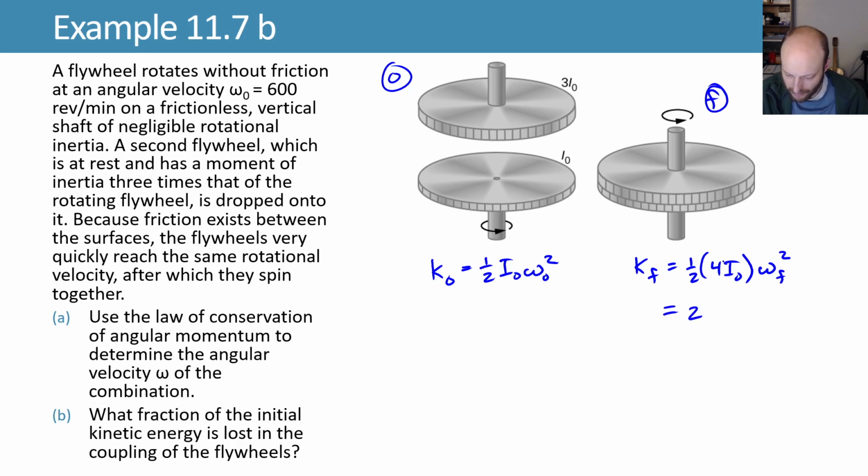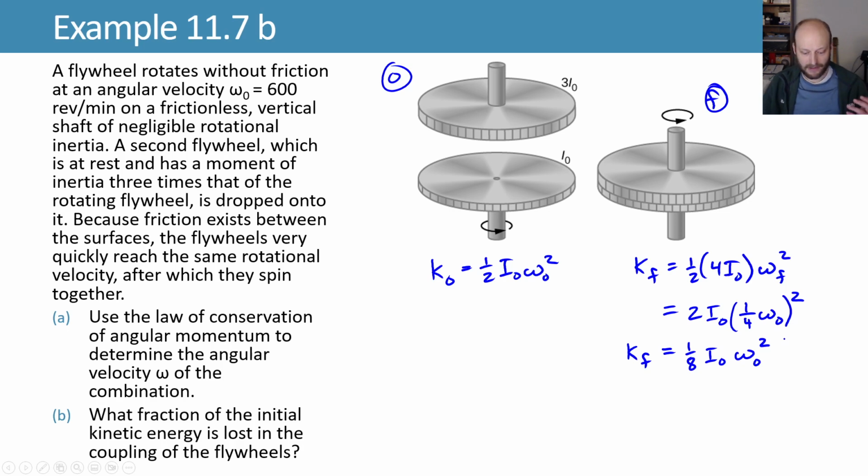So we can say 4 divided by 2 is 2. So this is 2I naught times 1/4 omega naught squared. We can simplify this a little bit more and write this as my final kinetic energy is 1/8 I naught omega naught squared, because 1/4 squared is 1/16, and 2 divided by 16 is 1/8.